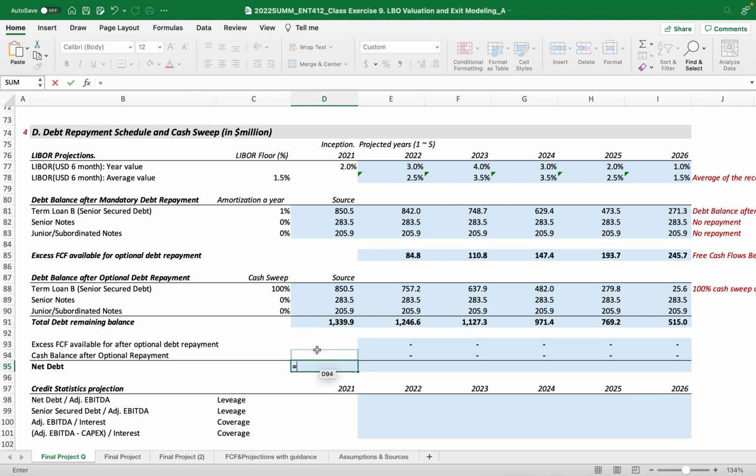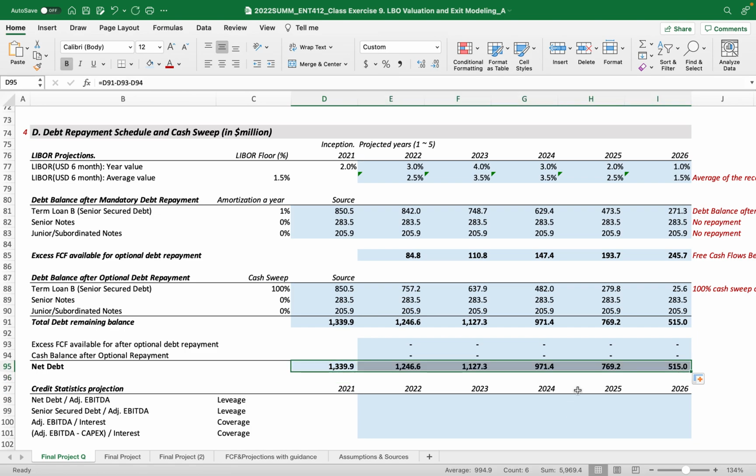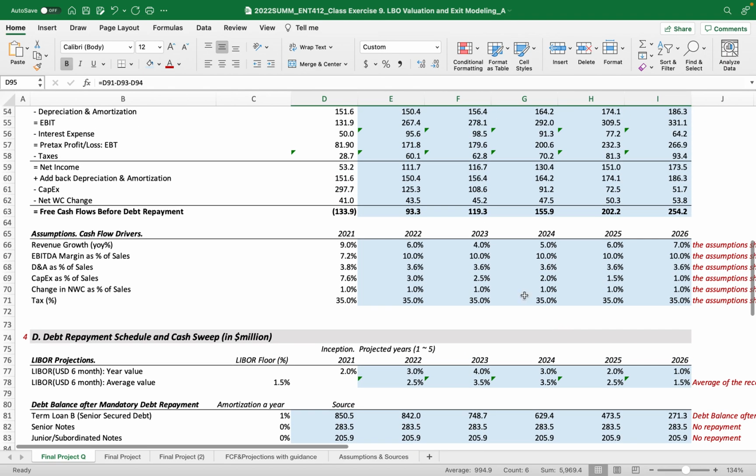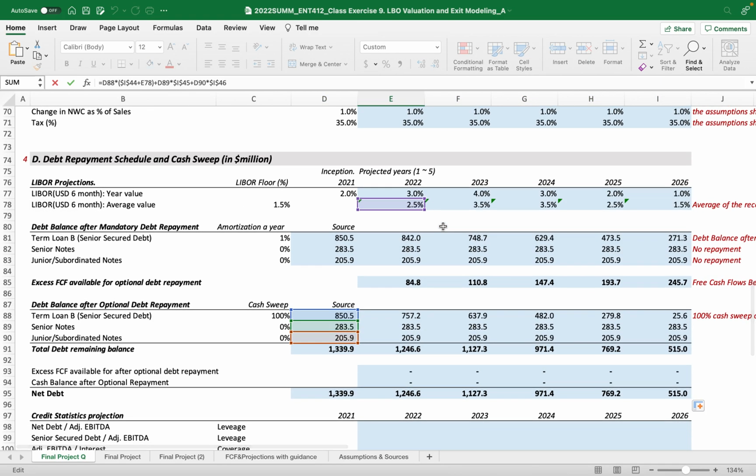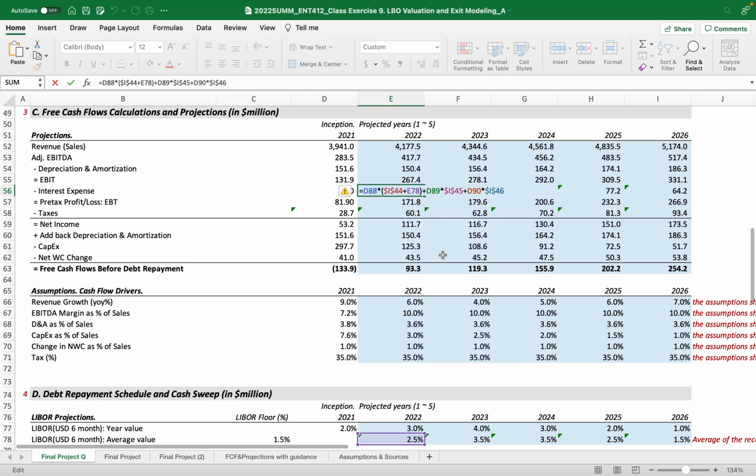Net debt is just this. Minus, and we have a net debt amount calculated. Is that correct? Right. So let me double check if I have all the numbers correctly calculated.